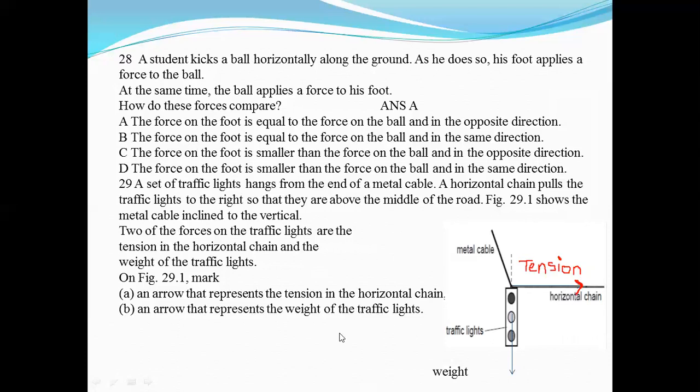Part B, draw an arrow that represents the weight of the traffic light. You are going to draw a downward arrow from the middle point of the traffic light in the downward direction, and it will be labeled as weight.